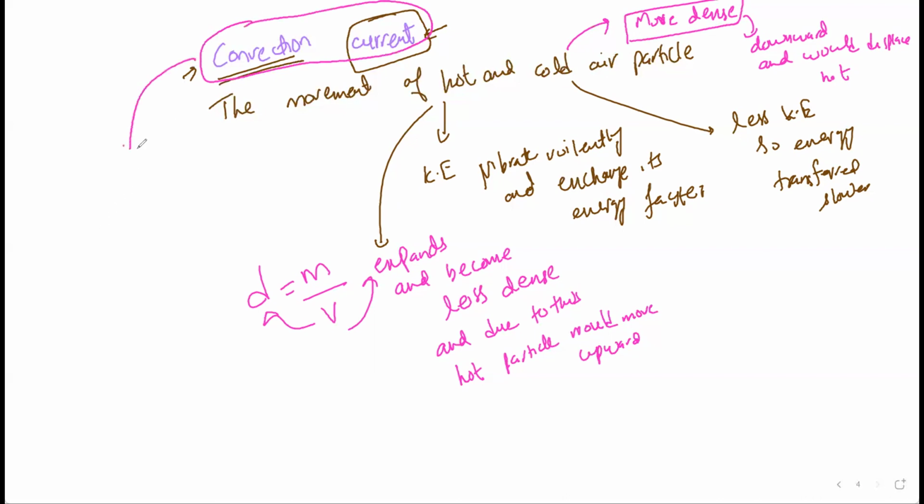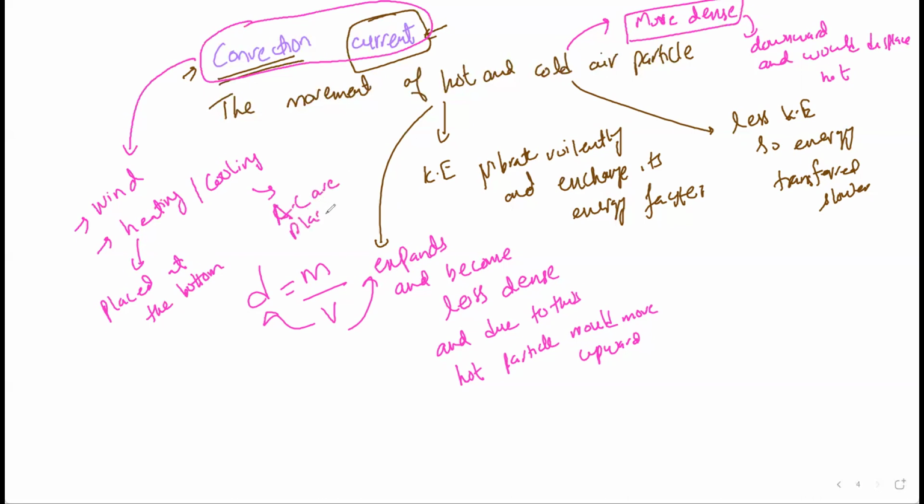This convection current has many applications. Wind is due to convection current. Heating or cooling of a room is due to convection current, because normally heaters are placed at the bottom and ACs are placed at the top. What is the reason behind that? Heaters are placed at the bottom because cold particles, being more dense, are present at the bottom.